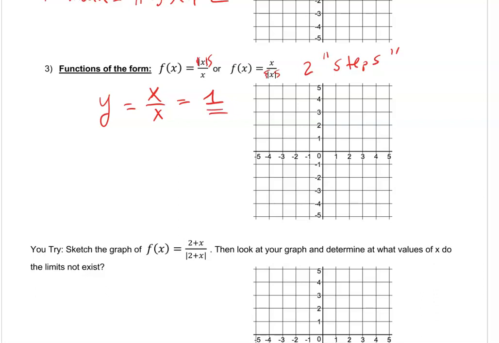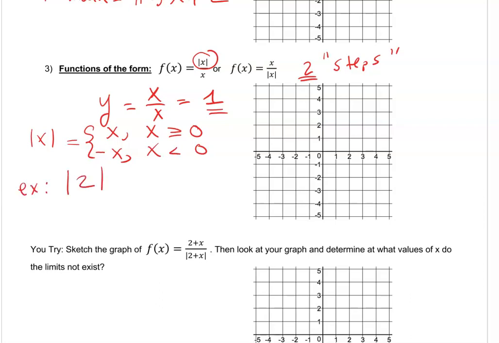So that's really what the y value wants to equal. It wants to be 1. But how does the absolute value affect the outcome and create 2 different outputs? Well, the absolute value of x, if you remember, is a piecewise function. It equals x if x is greater than or equal to 0, but it equals the opposite of x if x is less than 0.